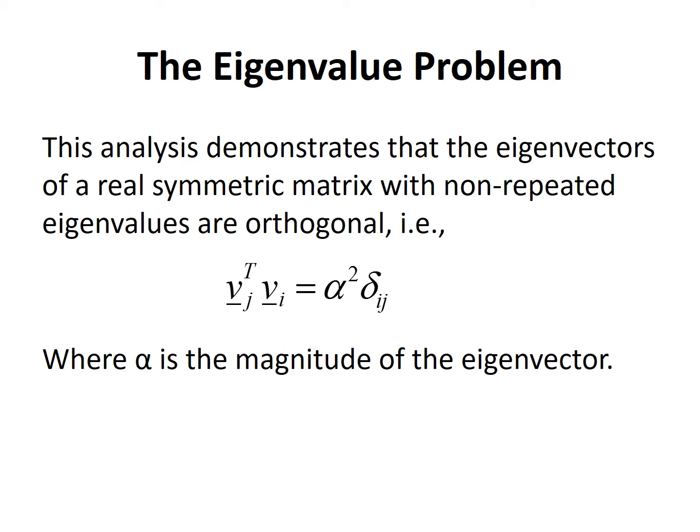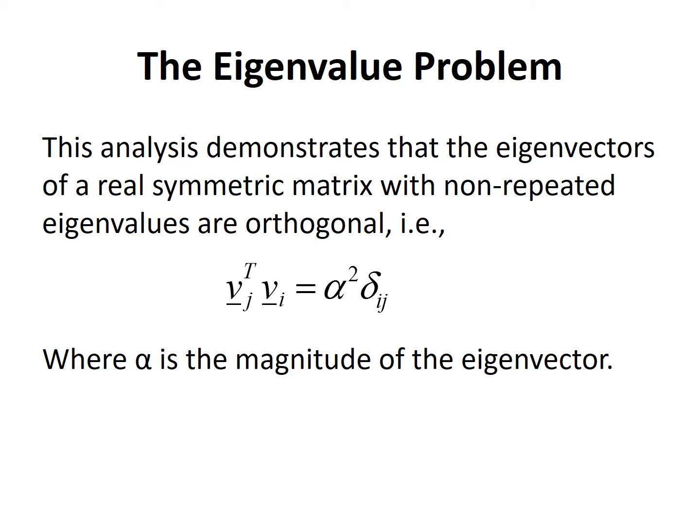This analysis demonstrates that for a real symmetric matrix A with distinct eigenvalues, the eigenvectors of the matrix are orthogonal to one another. In 2 dimensions, this can be visualized by two vectors that are at right angles to one another. Mathematically, this is expressed as the equation on the chart. The dot product of the ith and jth eigenvector is equal to a scalar alpha multiplied by the operator delta sub ij. The operator delta sub ij is equal to 0 if i does not equal j and 1 if i equals j. This is a compact method of expressing the orthogonality of the two vectors.